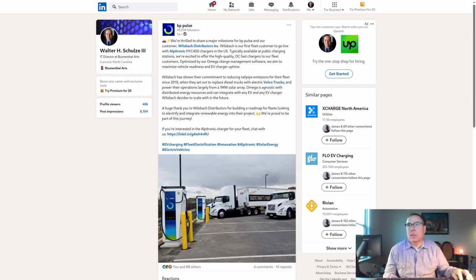And this recently came to my attention about a fleet implementation. So this is a private organization that reached out to BP Pulse because they have an electric trucking fleet and they needed chargers on their property in order to refuel these trucks in order to make deliveries.